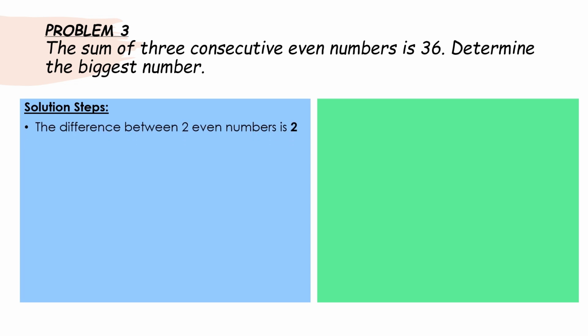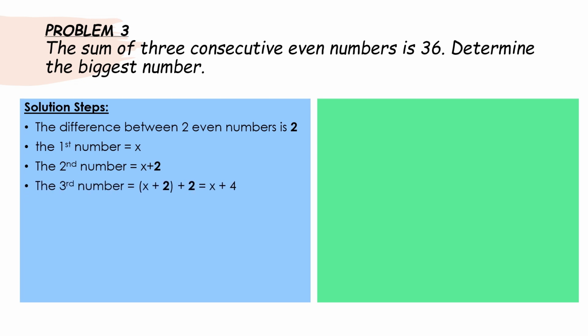The difference between two even numbers is 2. And this also happens for the difference between two odd numbers, also 2. Remember that. Now, let's say the first number is x, and the second number is supposed to be x plus 2. And the third number is x plus 2, x plus 2 again. So here we have x plus 4. Their sum is 36. It means x plus x plus 2 plus x plus 4 equals 36.